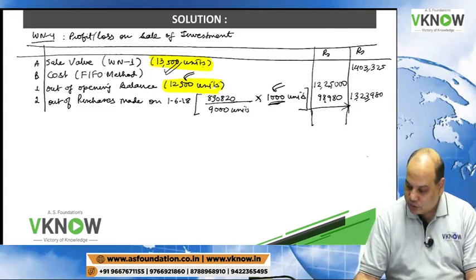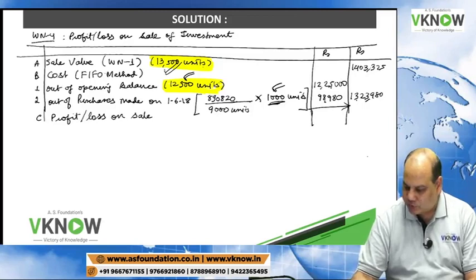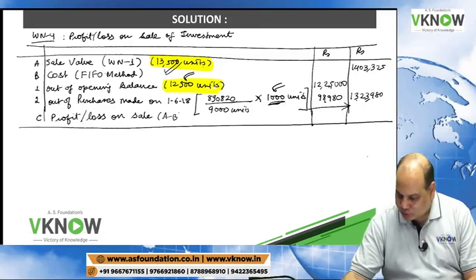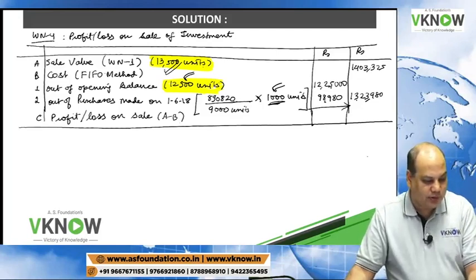1323,980. So tell me, point number C, you will tell me, then I will write profit or loss on sale. A minus B. Good student will answer: profit or loss on sale of investment.